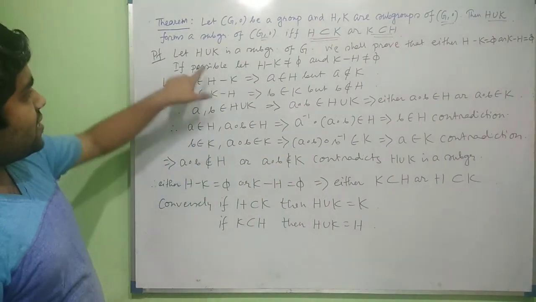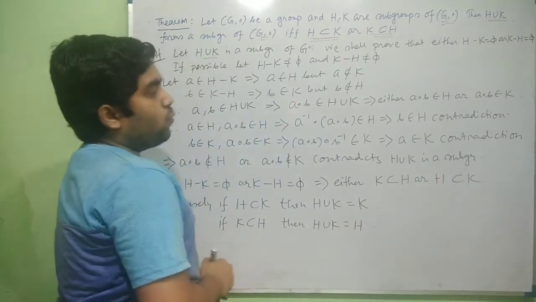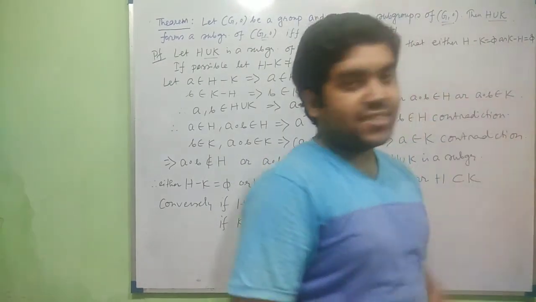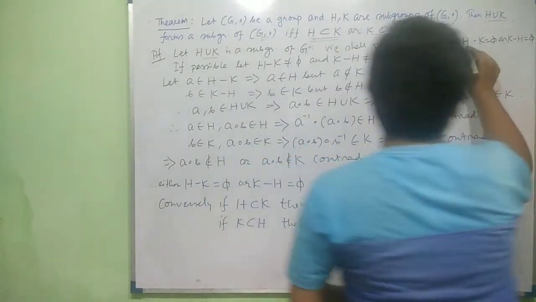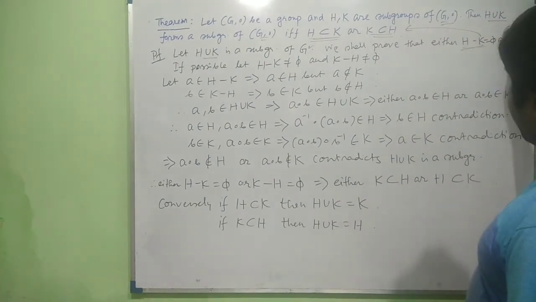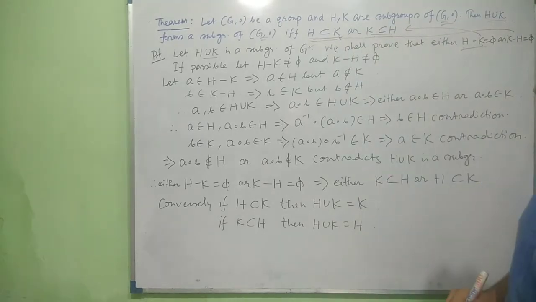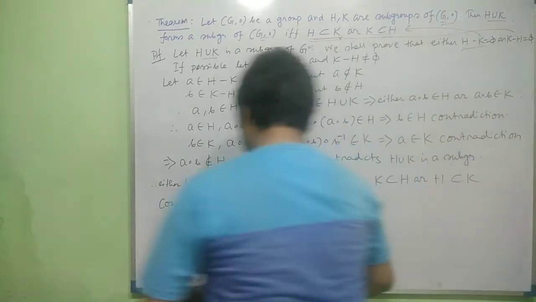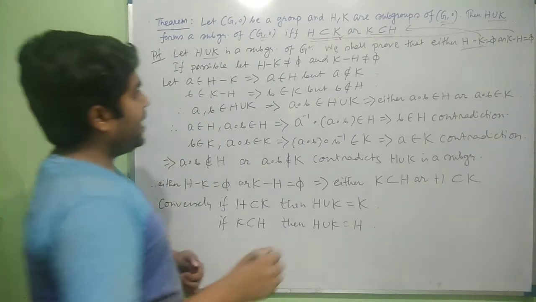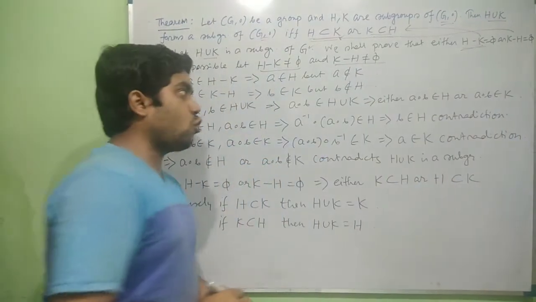So first of all we consider that H union K is a subgroup of the group G. Now we have to prove that either H minus K is empty or K minus H is empty. Because H minus K is empty implies that K is a subset of H, and K minus H equal to empty implies that H is a subset of K. For that we go through the contradictory method. If possible, let H minus K be non-empty and K minus H also non-empty.